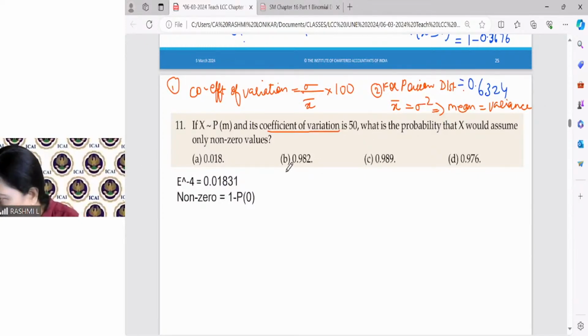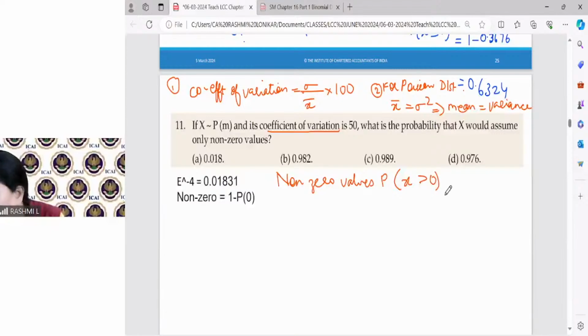What is the probability that x would assume only non-zero values? Non-zero values means what? P x is greater than 0. Now, third concept that I'm going to use is total probability is always equal to 1. So non-zero, p x greater than 0, means it is equal to 1 minus p x less than or equal to 0.